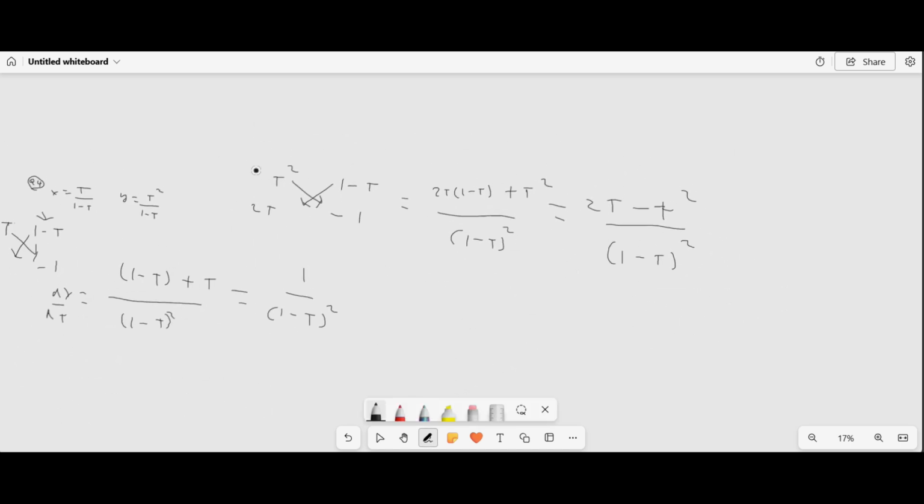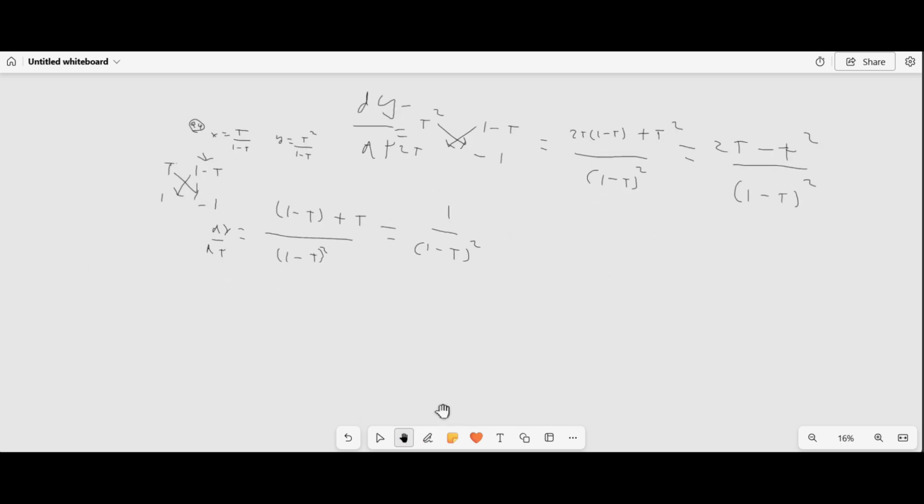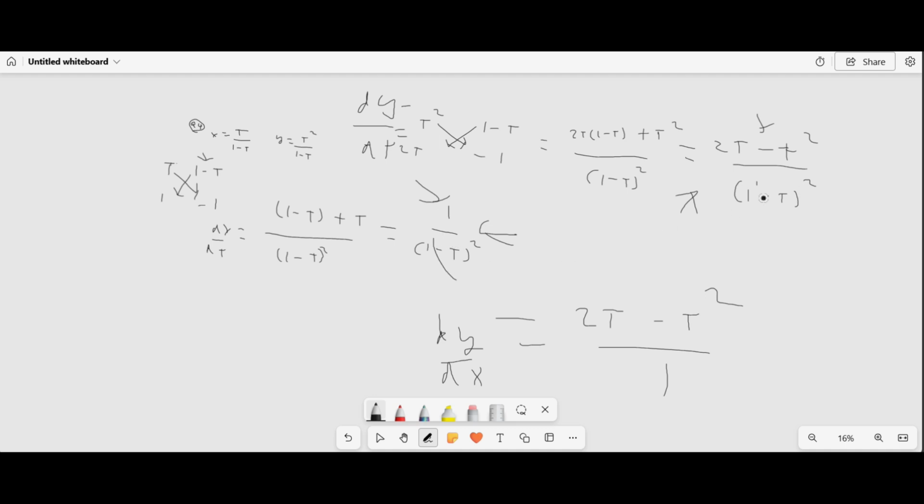Alright. So that's the dx, dy over dt, yeah? So dy over dx here is going to be this divided by this. Since this is the same on the bottom, you can just write the top divided by the top, yeah? So 2t minus t squared divided by 1, because this will cancel with that. So that's 2t minus t squared. So that's the gradient, yeah?